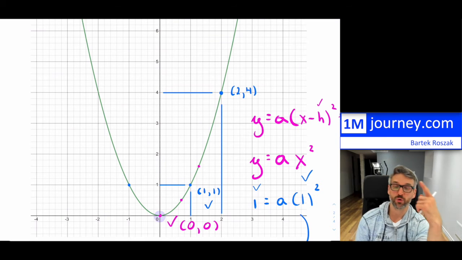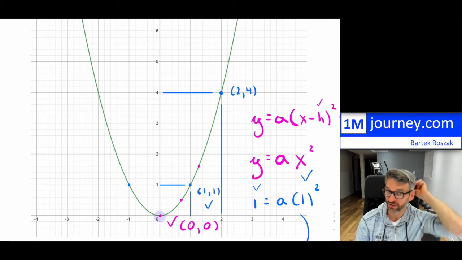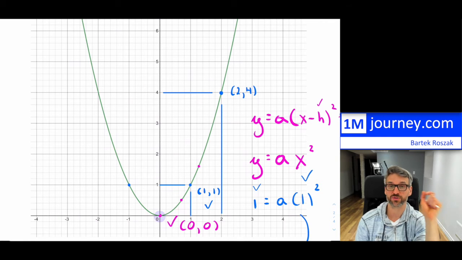So again, step 1, find the vertex, and then step 2, find the point. You typically want to find a point which is different than the vertex, because if the point is the vertex, it might zero out your a. So always just find a different point.